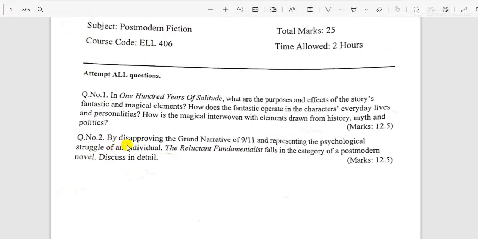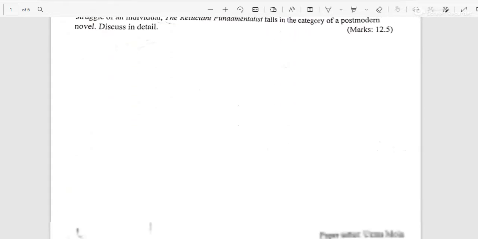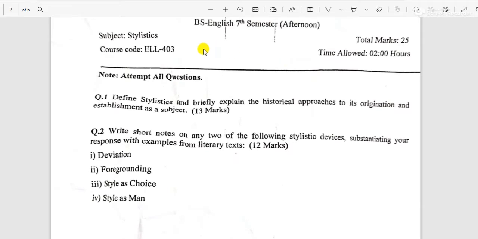And question number 2 is, by disapproving the grand narrative of 9/11 and representing the psychological struggle of an individual, The Reluctant Fundamentalist falls in the category of postmodern novel. Discuss in detail. This is stylistics paper.